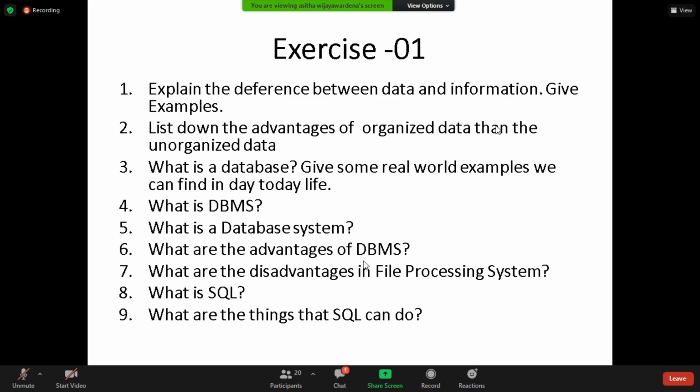Then what are the advantages of a DBMS? We have talked a little bit about that. What are the advantages of a DBMS? I told you one, actually two: data manipulation language support and the data dictionary. There can be others that you can find.